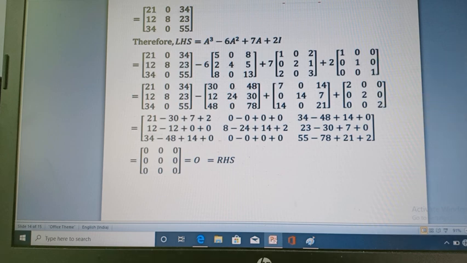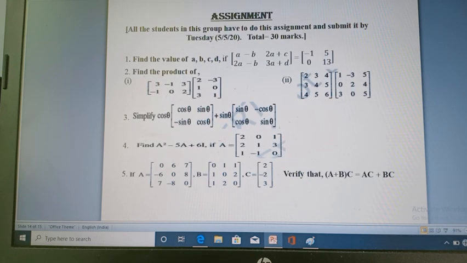So I hope students you understood the concept of matrices, its various types, and how to add, subtract, and multiply matrices. Here there is an assignment, a few questions I am giving. All of you try it yourself, and if there are any questions you can ask me.